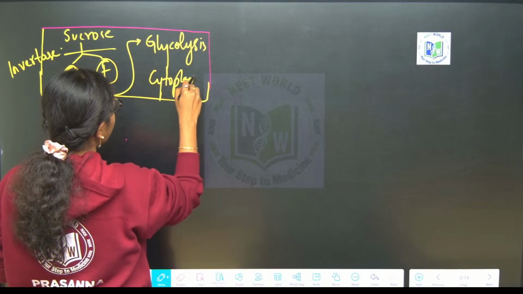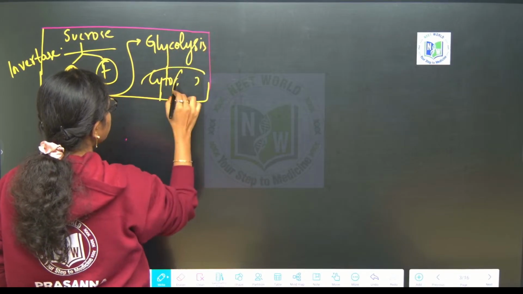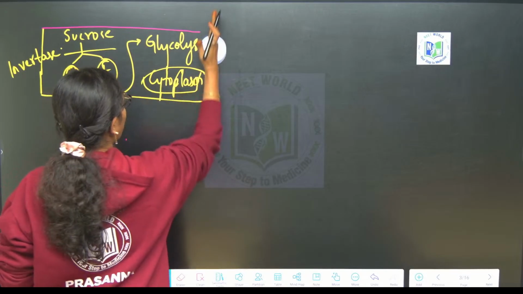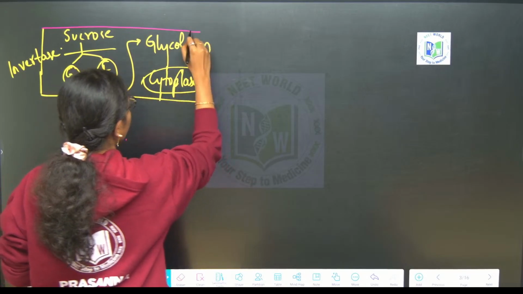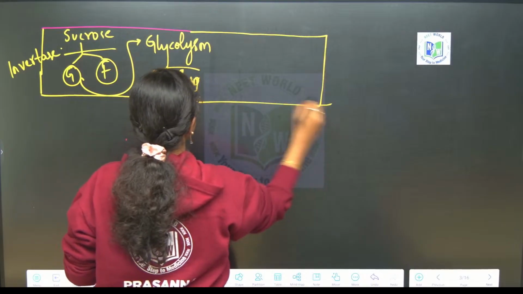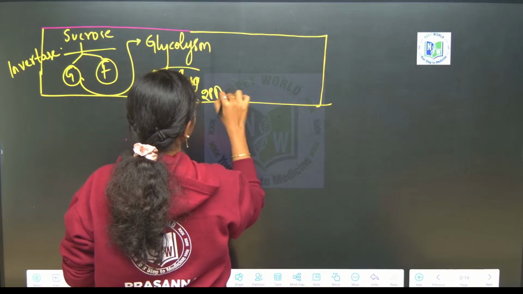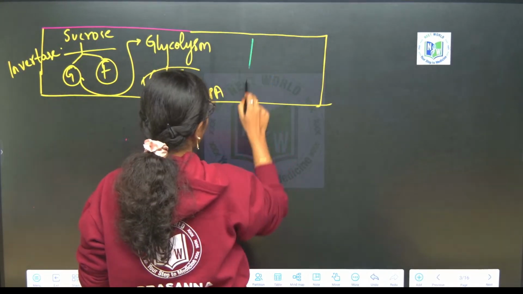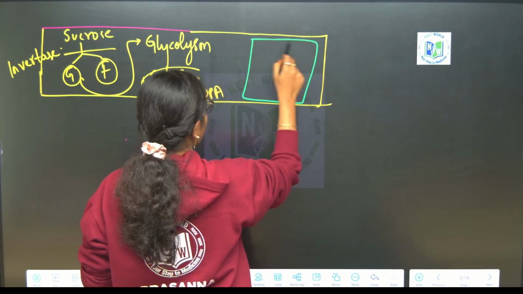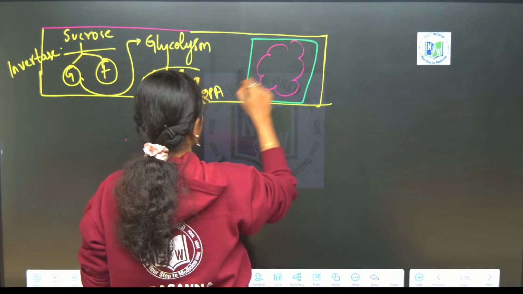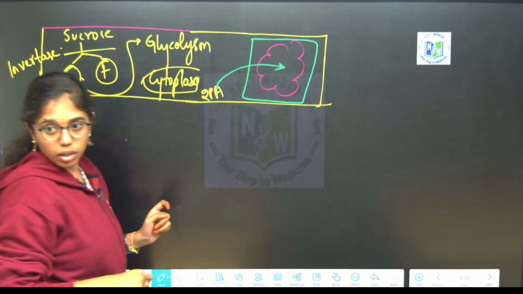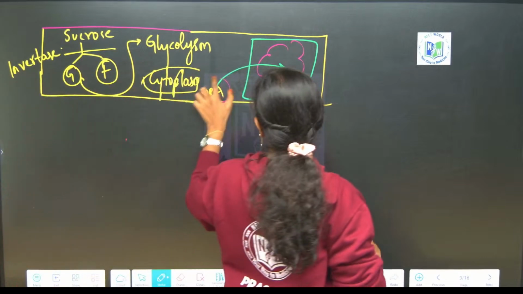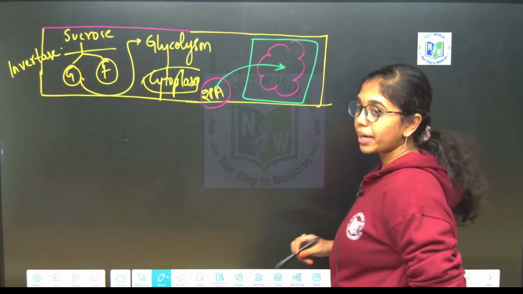Fine. At the end of glycolysis, what forms? 2 pyruvic acid. At the end of glycolysis, 2 pyruvic acid will be formed. This 2 pyruvic acid will directly go and land where? Into the mitochondrial matrix. Pyruvic acid will directly go and land into the mitochondrial matrix.